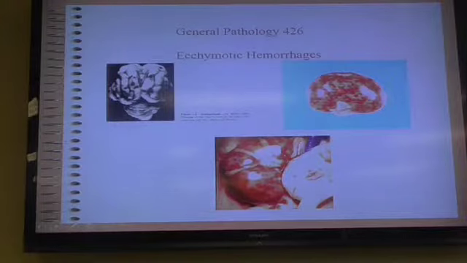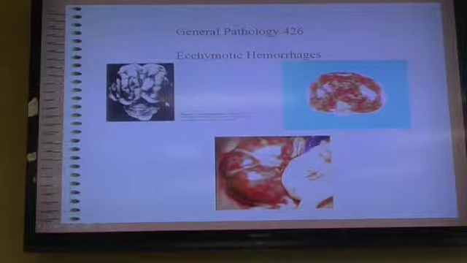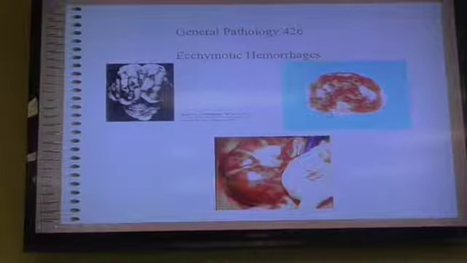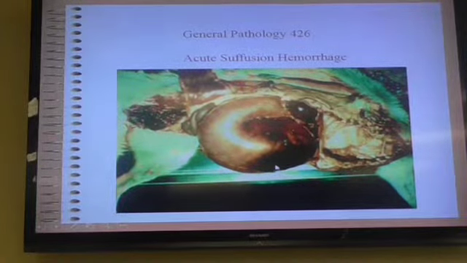You can tell these apart. And this is in the brain. What species is this? Cat. Okay. And the liver. And here's another one. This is called suffusion, which is much bigger than the ecchymoses.